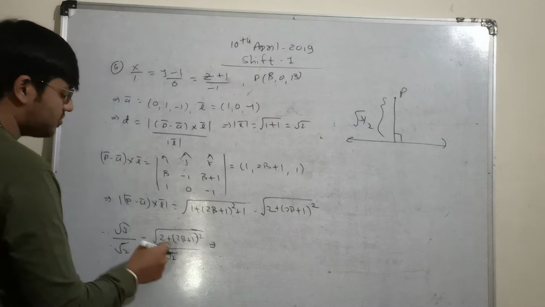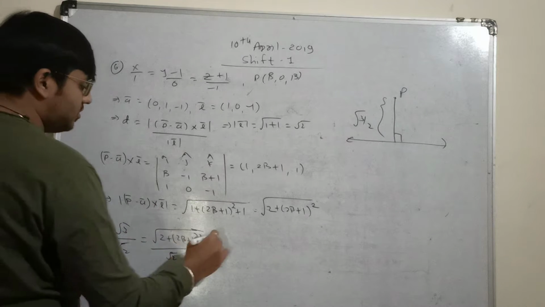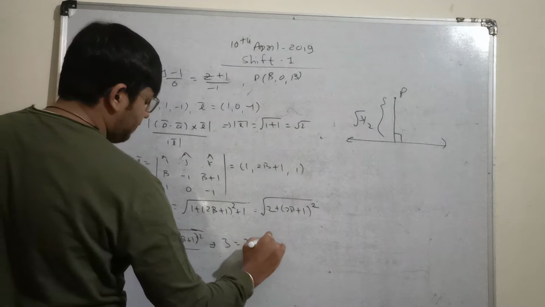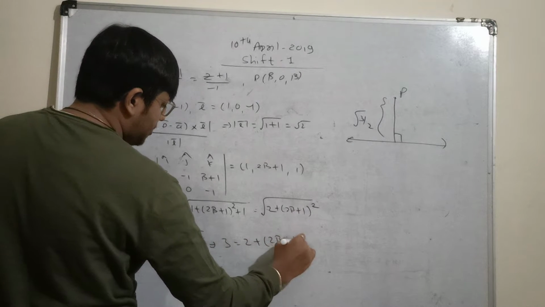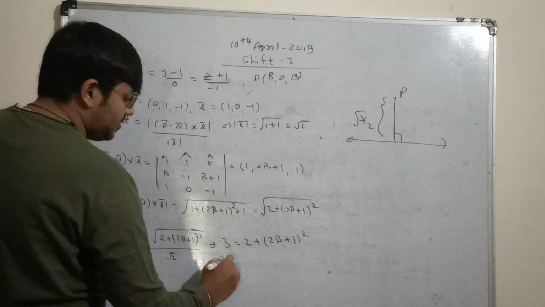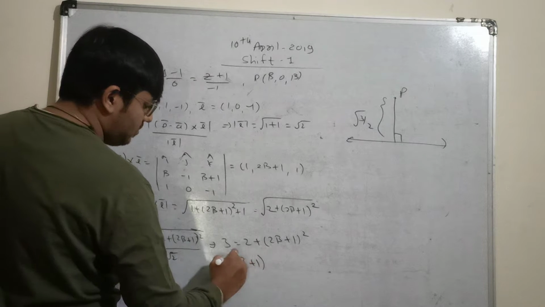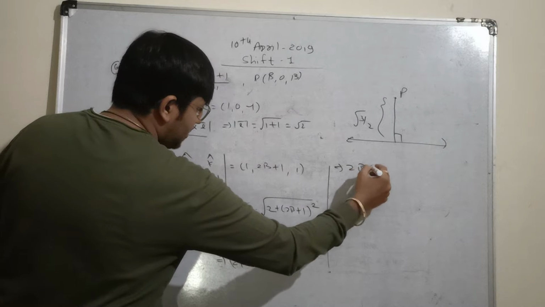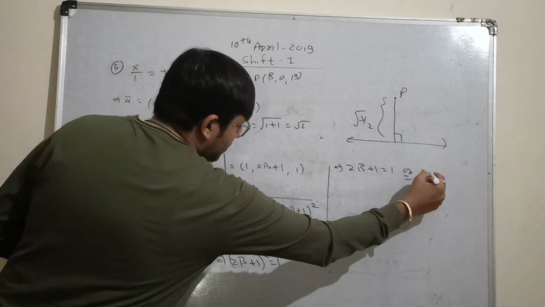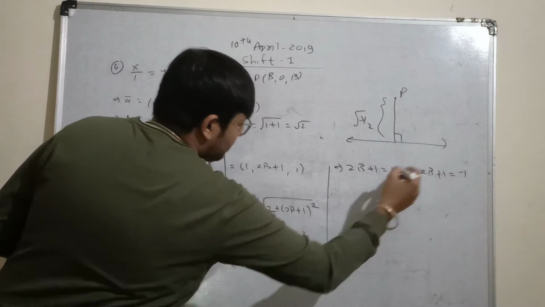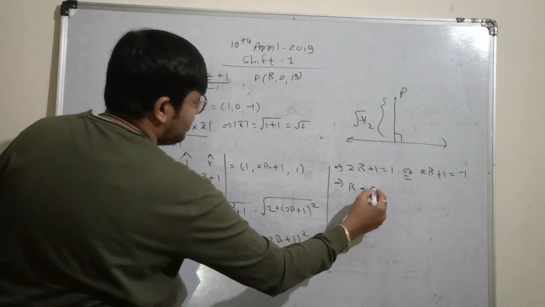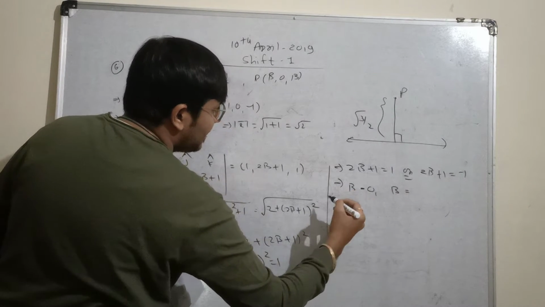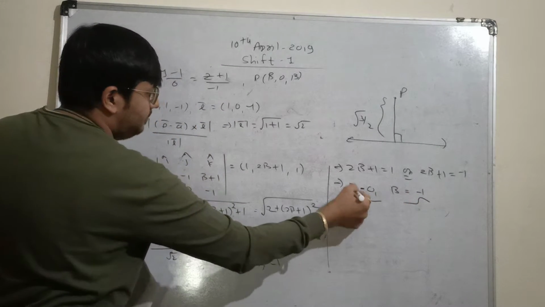So if I cancel out root 2 on both the sides, and take square on both the sides, it's 3 plus 2 plus 2 beta plus 1 whole square. So it's 2 beta plus 1 whole square equals 1. So we'll have 2 beta plus 1 as 1, or 2 beta plus 1 as minus 1. So either I can get beta as 0, or I can get beta as minus 1.